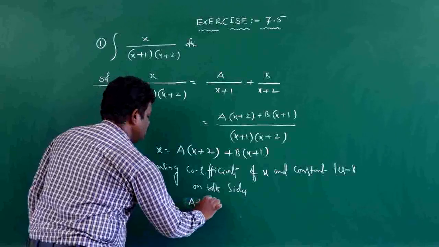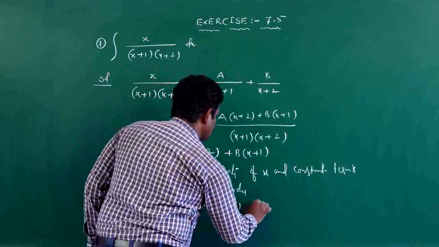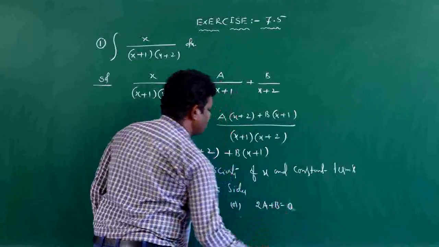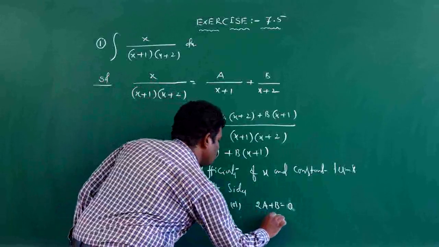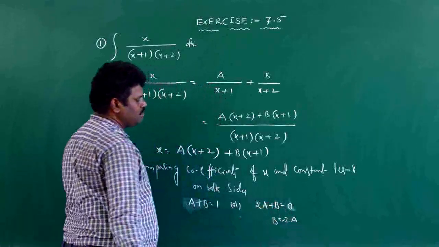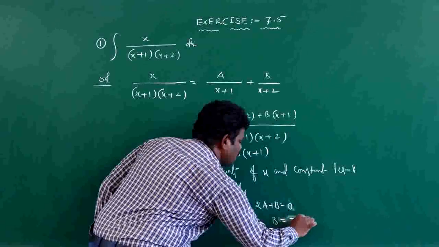A plus b is equal to 1, or this one, the constant: 2a plus b is equal to 0. Here the constant is not there, so 2a plus b is equal to 0. Then b is equal to what? b is equal to minus 2a.